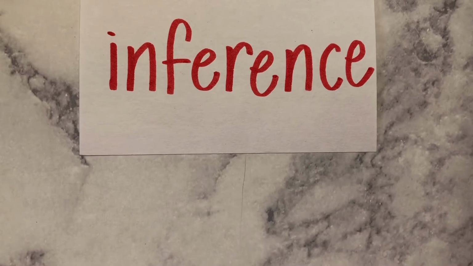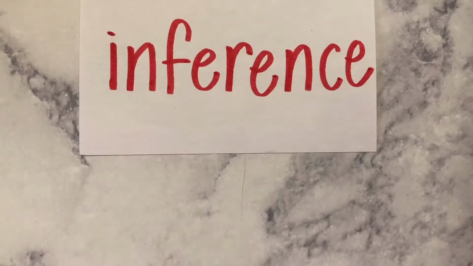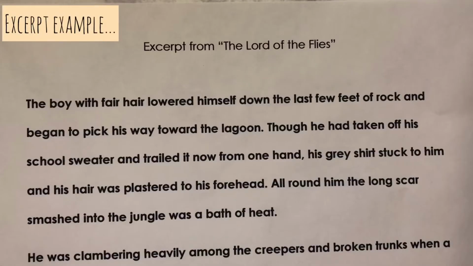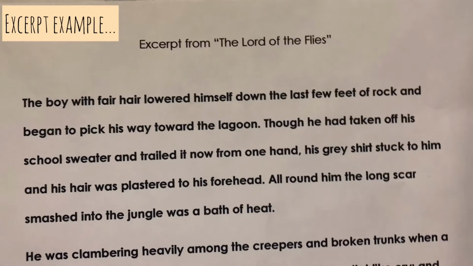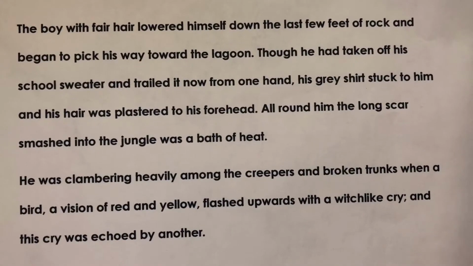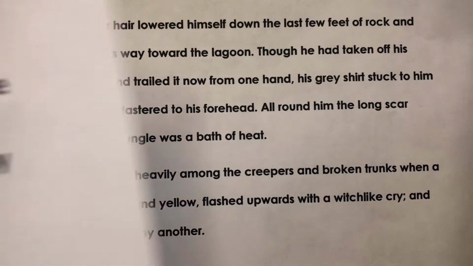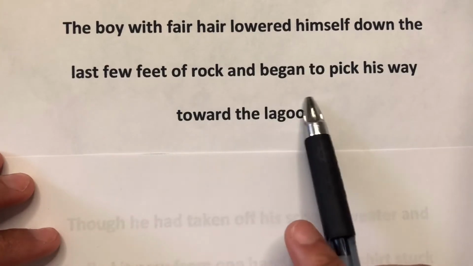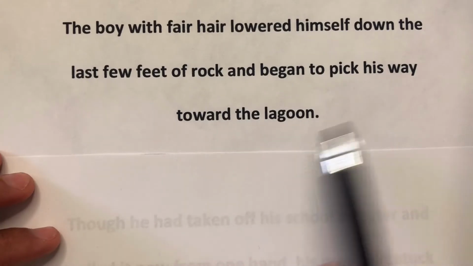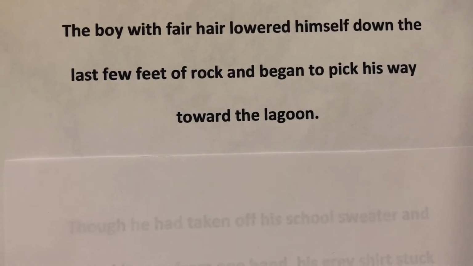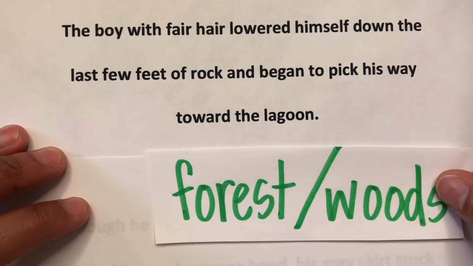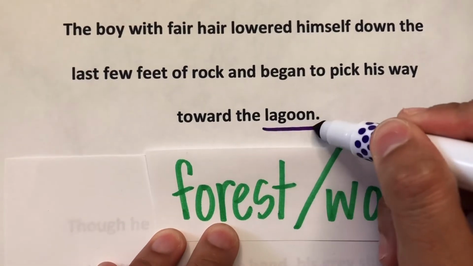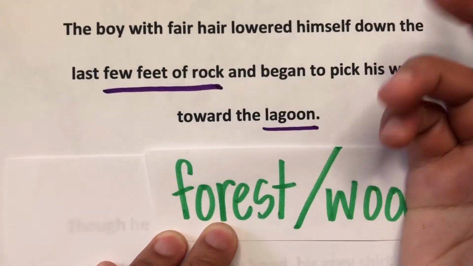Now that we have made an inference with just isolated sentences, let's try to make inferences using a passage. Here I have an excerpt from The Lord of the Flies. These are the first few lines that begin the story. Let's take a look closely at this first paragraph. The boy with fair hair lowered himself down the last few feet of rock and began to pick his way toward the lagoon. So I am going to say that this boy must be in the woods of some sort because of the words lagoon and a few feet of rock.